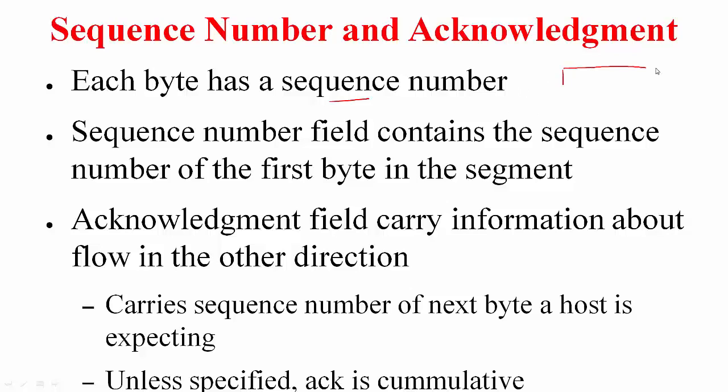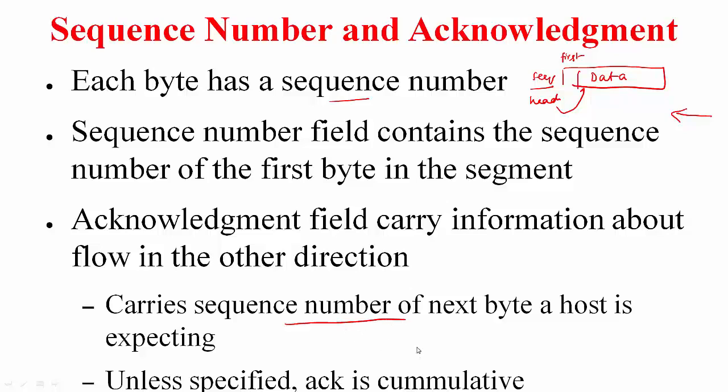And if you have a segment that is carrying some data as part of it, the sequence number field that is as part of the header is going to contain the sequence number of the first byte as part of the data. And similarly, the acknowledgement field that you are going to carry as part of the segment is going to acknowledge data of the flow from the other direction. And another twist with respect to TCP is that this acknowledgement field is going to carry the sequence number of the next byte this particular host is expecting.